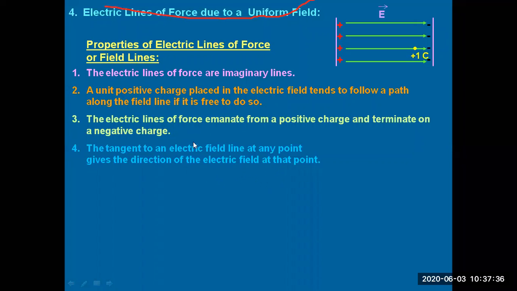So 4 points we have learned. The letters are I, E, S, T. I stands for imaginary lines. E stands for electric field will be in the direction of the positive charge. Third point, it will always start from positive and end on negative. Fourth point, tangent will give the direction of your electric field. You can see this. This will be the direction of your electric field.